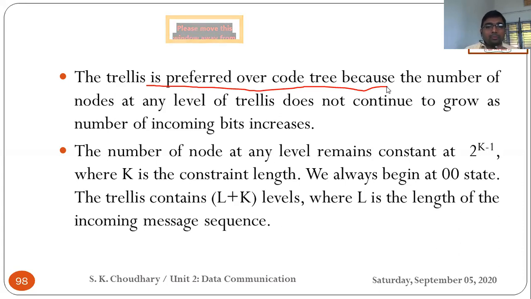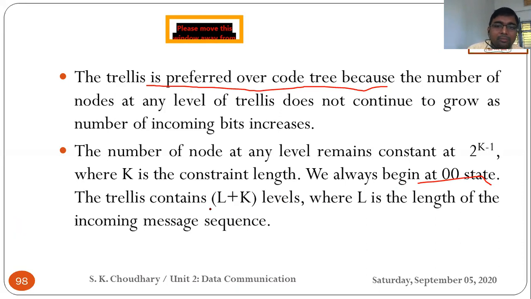Then the number of nodes at any level remains constant at 2 to the power k minus 1 in the case of the trellis diagram, and here k is the constraint length. And we always have to begin at the 0, 0 state. This is common for the tree diagram and the trellis diagram. We always have to start from the 0, 0 state.